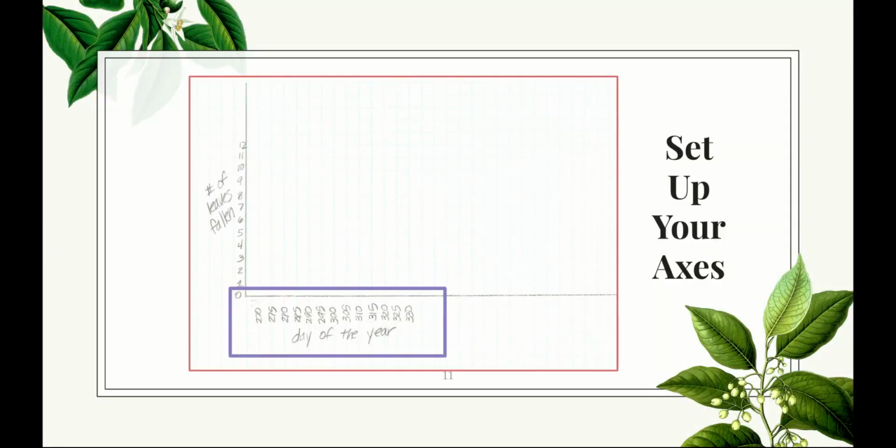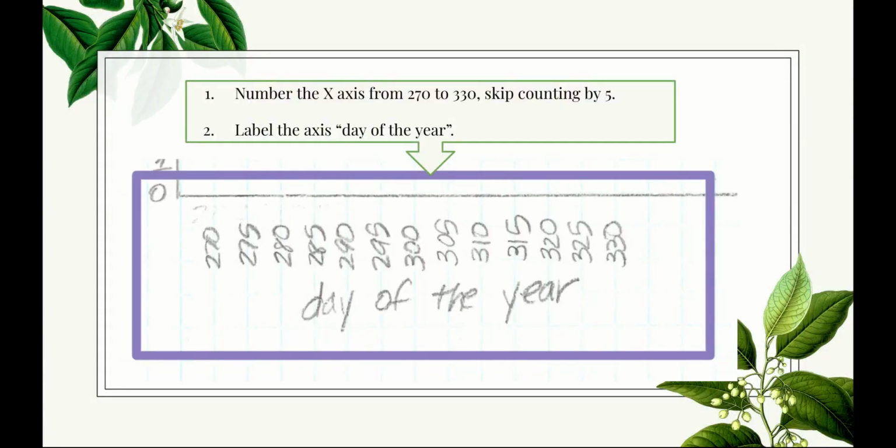Next step is to set up your x-axis. That's the one on the bottom that goes side to side. We're going to label that axis with the Julian year, so the day of the year. And we'll start at 270 on the left side, again in the corner where it meets the y-axis. And we'll go all the way up to 330, but we won't have room to list every number between 270 and 330. So instead, we're going to count in increments of 5. So start at 270, skip counting by 5, 270, 275, 280, 285.